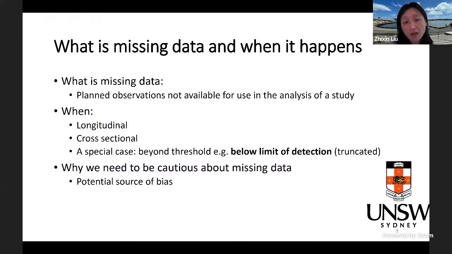And finally, why do we need to be cautious about missing data? Why can't we just conveniently do the analysis and draw our conclusions based on our observed data? It potentially could bring us substantial bias in the estimate, whether we estimate the association between two variables or try to evaluate an intervention. The effect we estimate could be biased if we rely just on the observed data. And later we're going to show you why.